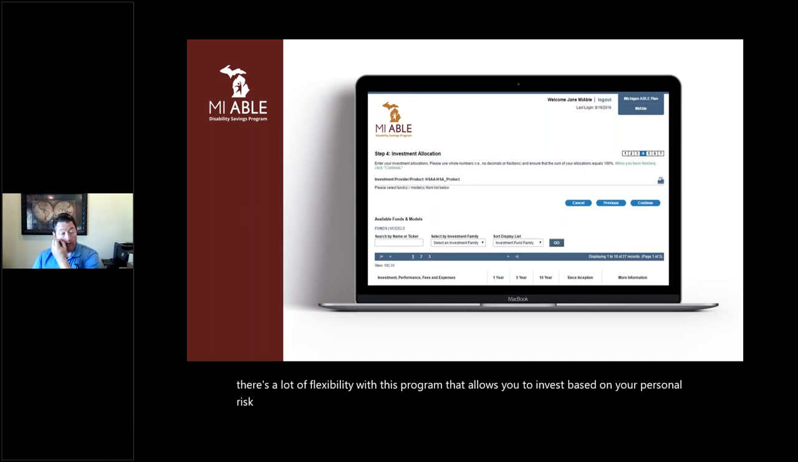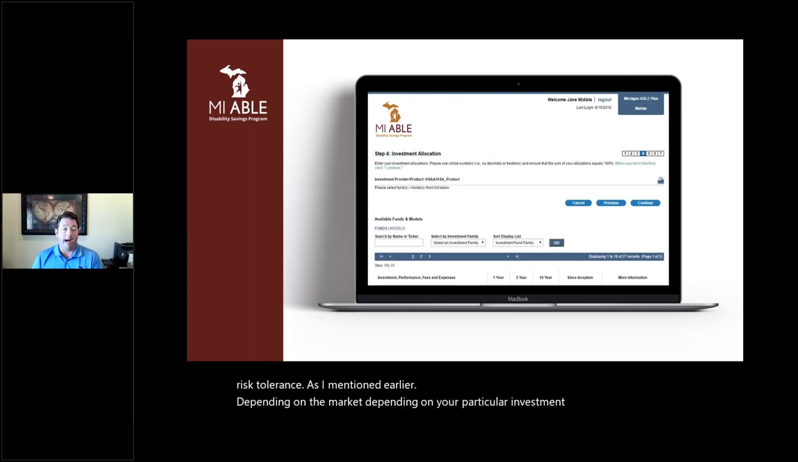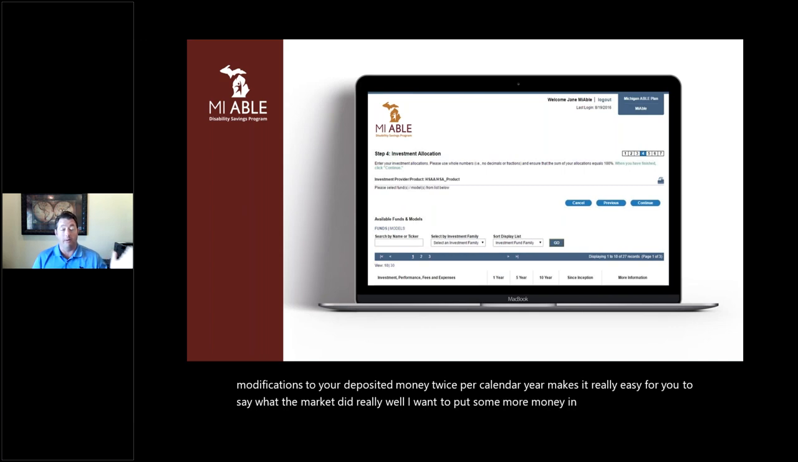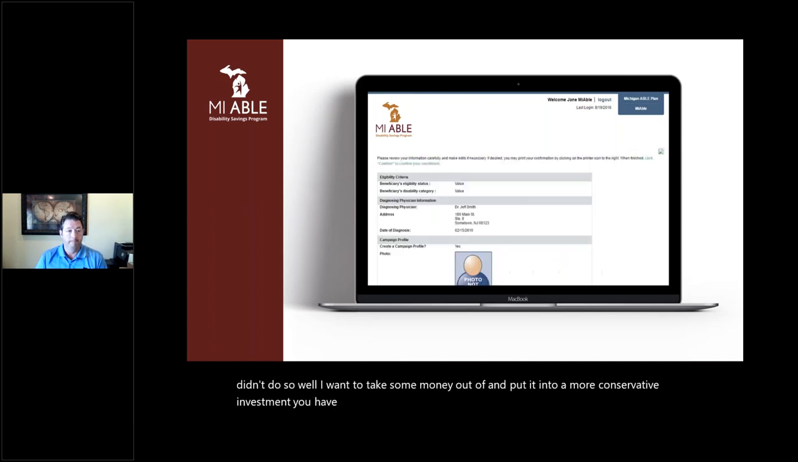As I mentioned earlier, depending on the market, depending on your particular investment tolerance, you can make modifications to your deposited money twice per calendar year. Makes it really easy for you to say, you know what, the market did really well, I want to put some more money in that, or the market didn't do so well, I want to take some money out of that and put it into a more conservative investment. You have that ability to do twice per calendar year.